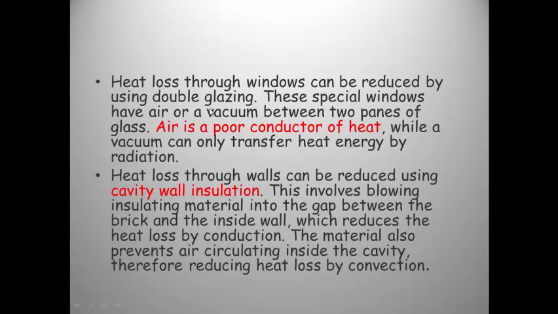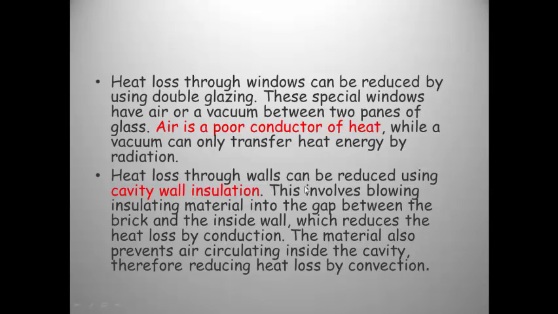Okay, so heat loss through the windows is reduced by double glazing. Now, the special windows have air or a vacuum. Remember, vacuum contains no particles, and it's because air is a poor conductor of heat when it's trapped. So basically, double glazing stops conduction.